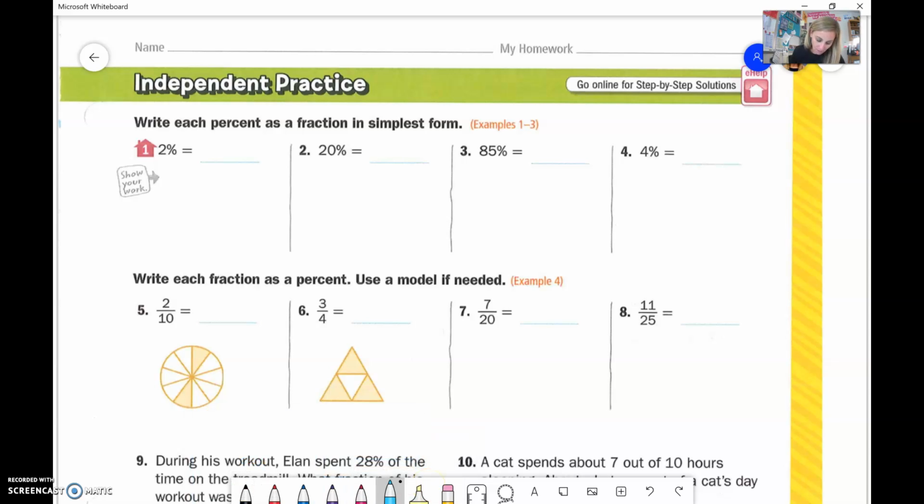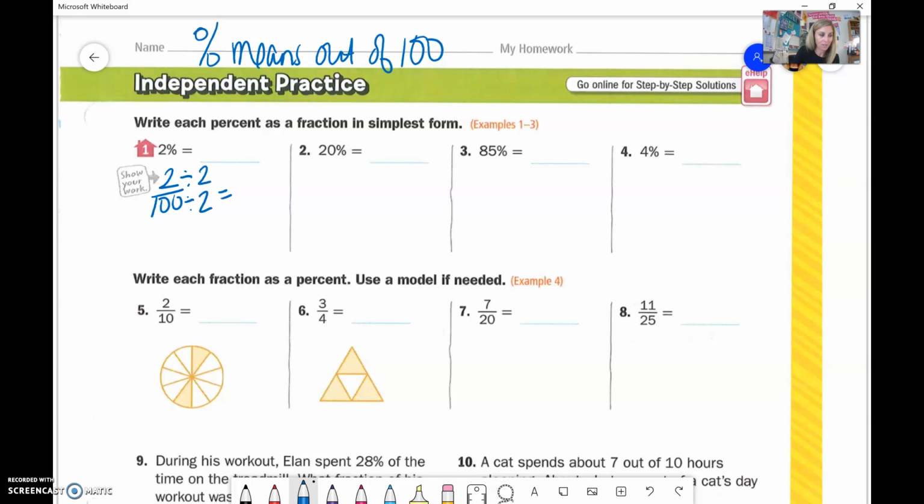Let's take a look at number 1. It says, write each percent as a fraction in simplest form. Percent means out of 100. So if I have 2%, I know that 2% is out of 100, so I'm going to write 2 over 100. I have to simplify it. The greatest common factor of 2 and 100 is 2, so I'm going to divide each of those by 2. 2 divided by 2 is 1, and 100 divided by 2 is 50. So 1/50.